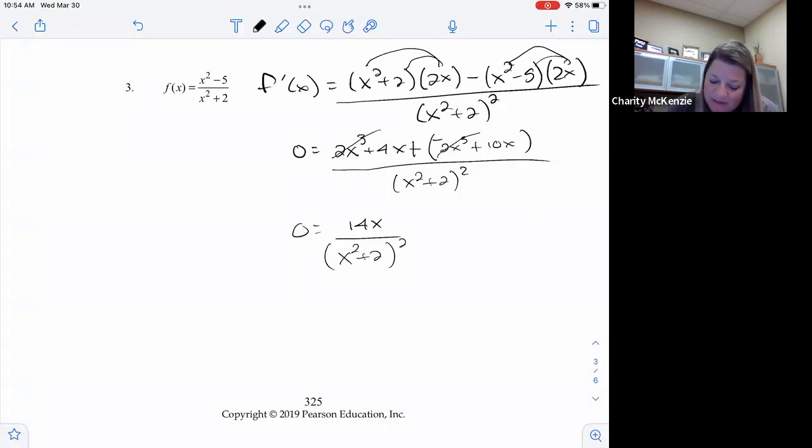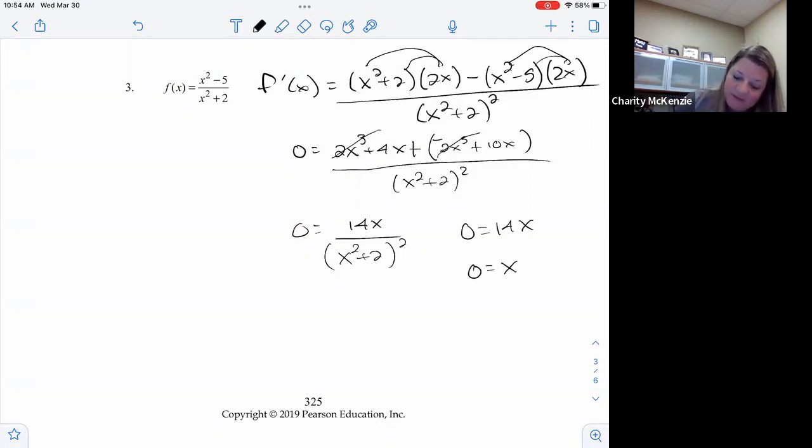So what happens to this bottom part? It times up to the 0, right? This times 0 is 0. So we basically are solving 0 equals 14x. Divide the 14 over and you just get 0. So we have one critical value at 0.